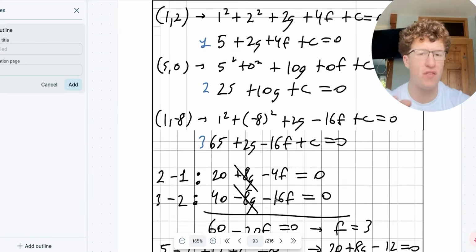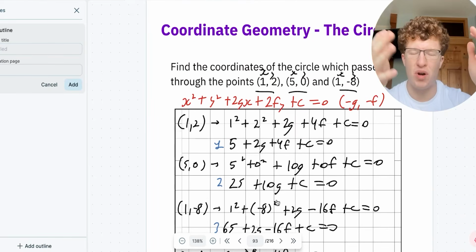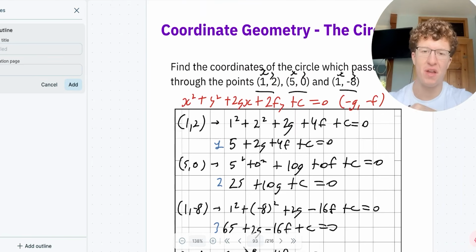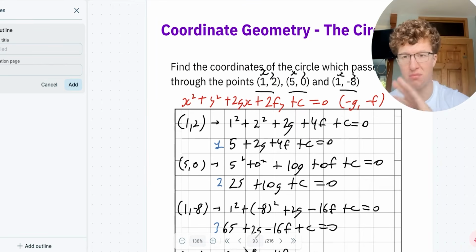So just remember, all you have to remember, if you're given the points and you need to find the equation of the circle, fill in the coordinates, get your 3 equations, do simultaneous equations, move on. Done.